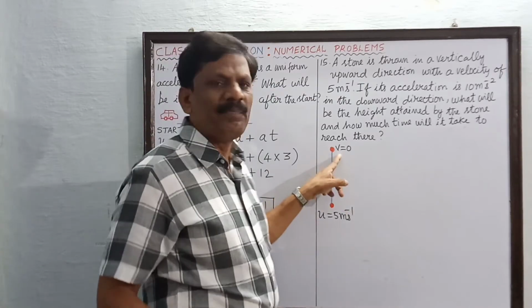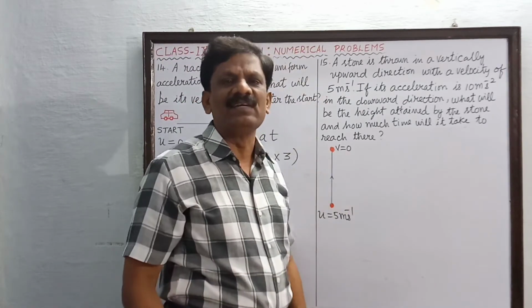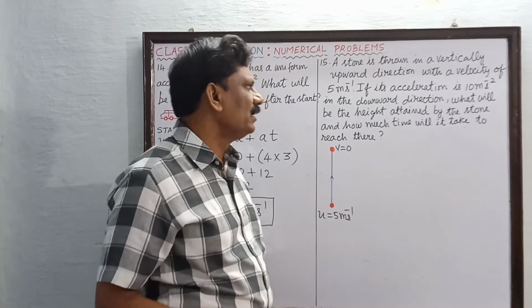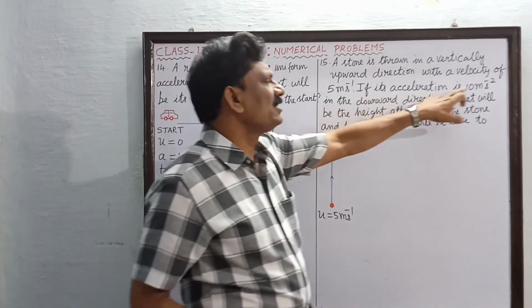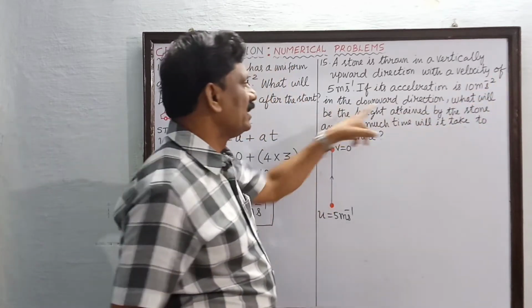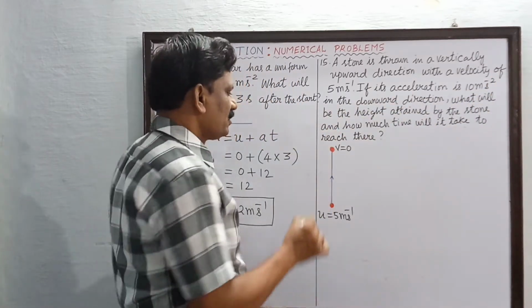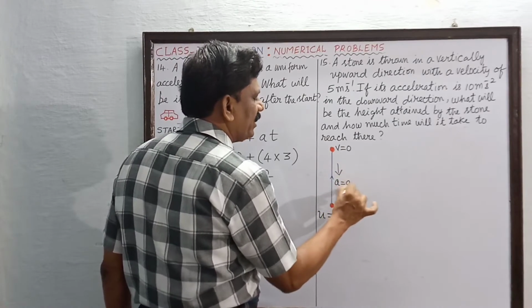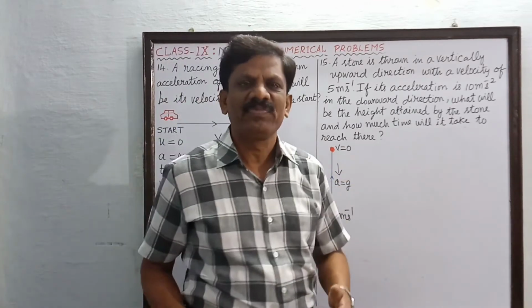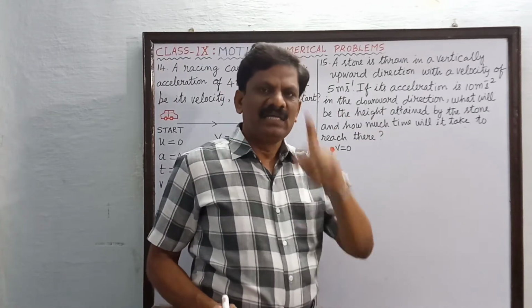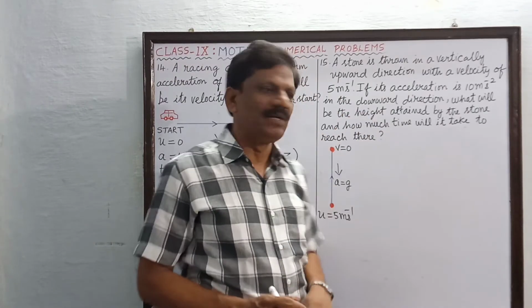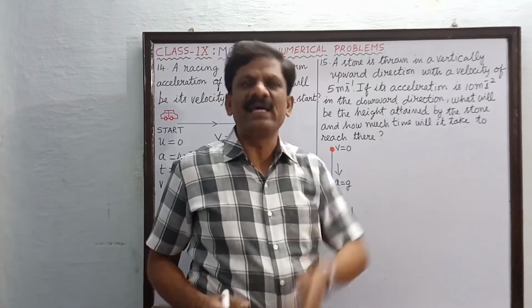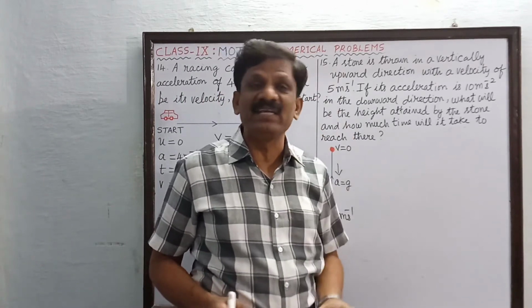And after stopping there, what will happen? Again it will come in the reverse direction only. This is along the gravity, it will come down. If its acceleration is 10 meter per second square in the downward direction, in the downward direction acceleration due to gravity is denoted with the symbol G. But the stone is moving in the upward direction, therefore its acceleration is minus G.